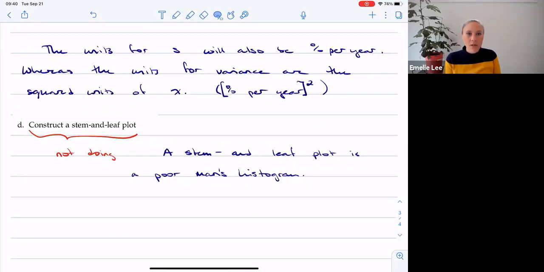Okay, so a stem and leaf plot is a poor man's histogram. So you can imagine no computers. So we need to know, oh yeah, question? Jasper, did you have a question? No? Okay. Just saw it's a high five.